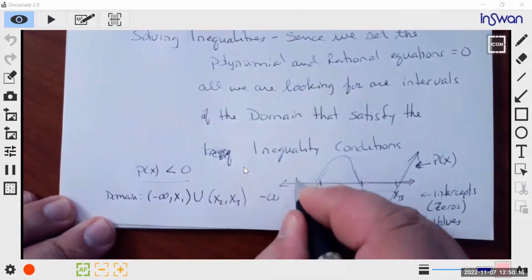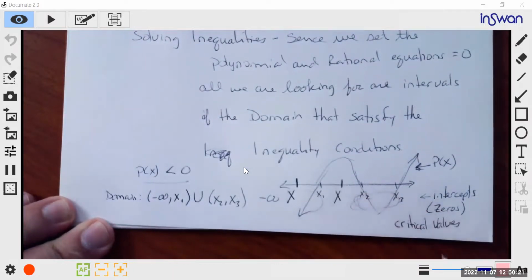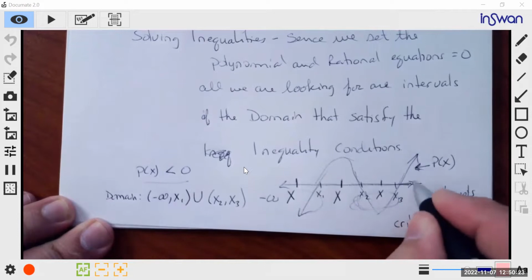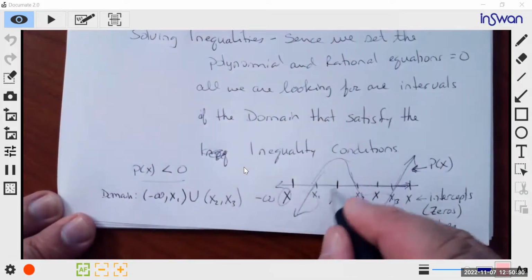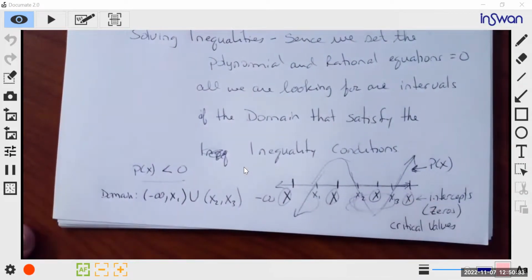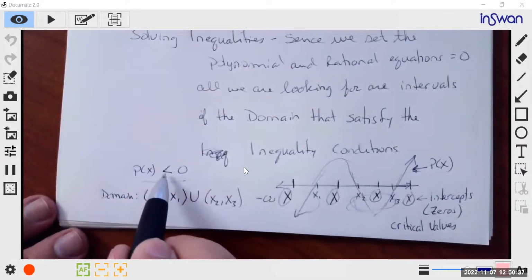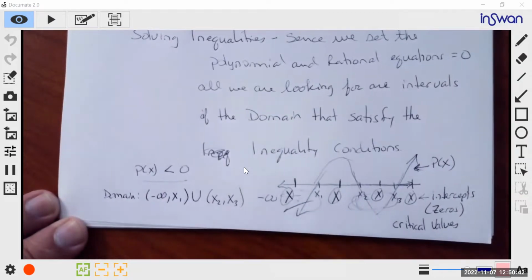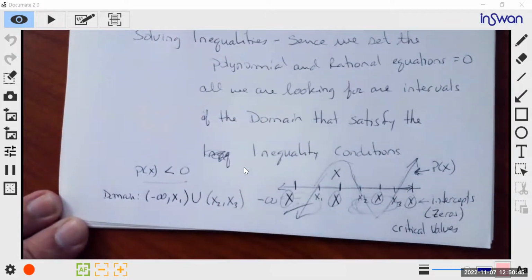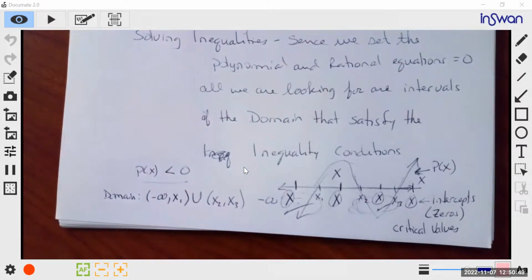So what we do is we take some values that are not those intercepts, plug them in the equation, and see which ones give me a negative answer. I only want to keep the ones that give me a negative answer. If it's negative, it's good. If it's positive, I don't want it. So let's see what this means.